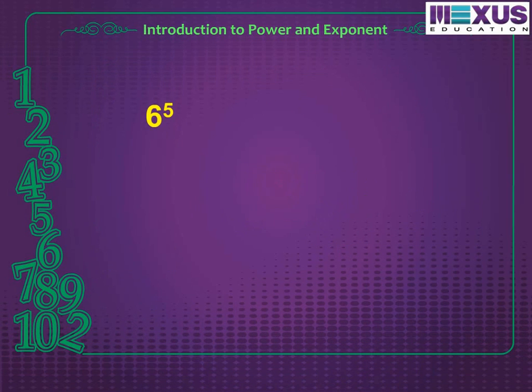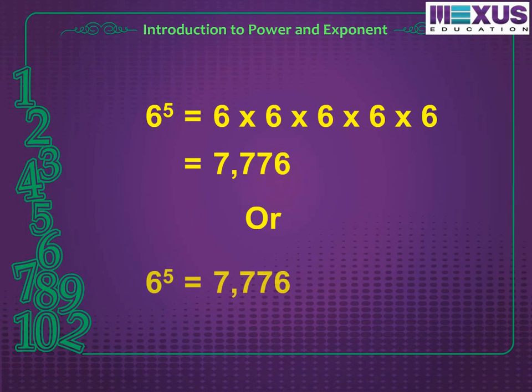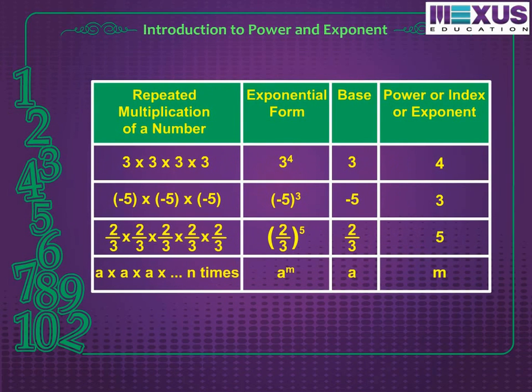For example, 6 to the 5th power may be written as 6^5. Here the base number is 6 and the exponent is 5. This means that 6 is being multiplied by itself 5 times. Let us see more examples in the given table. Let us see some more examples.